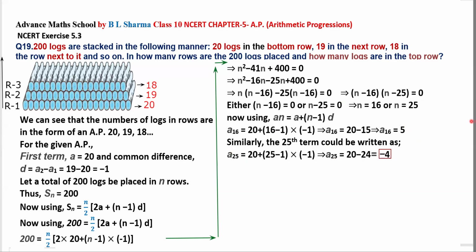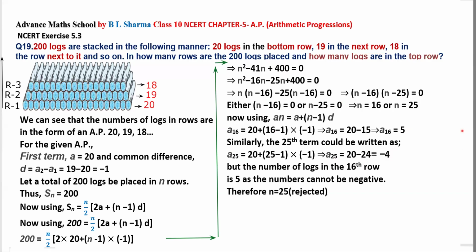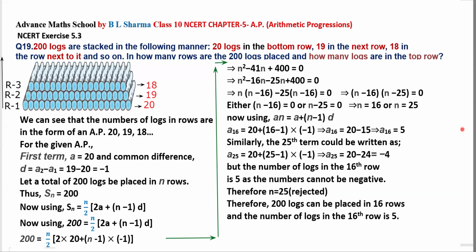So we have to reject 25 and we have to accept 16 only. So we can say that the number of logs in the 16th row is 5, as the numbers cannot be negative. Therefore, n is equal to 25, reject it. So what is the final answer? Total number of rows 16 and number of logs on the top row, that is 5. That's all for this question.